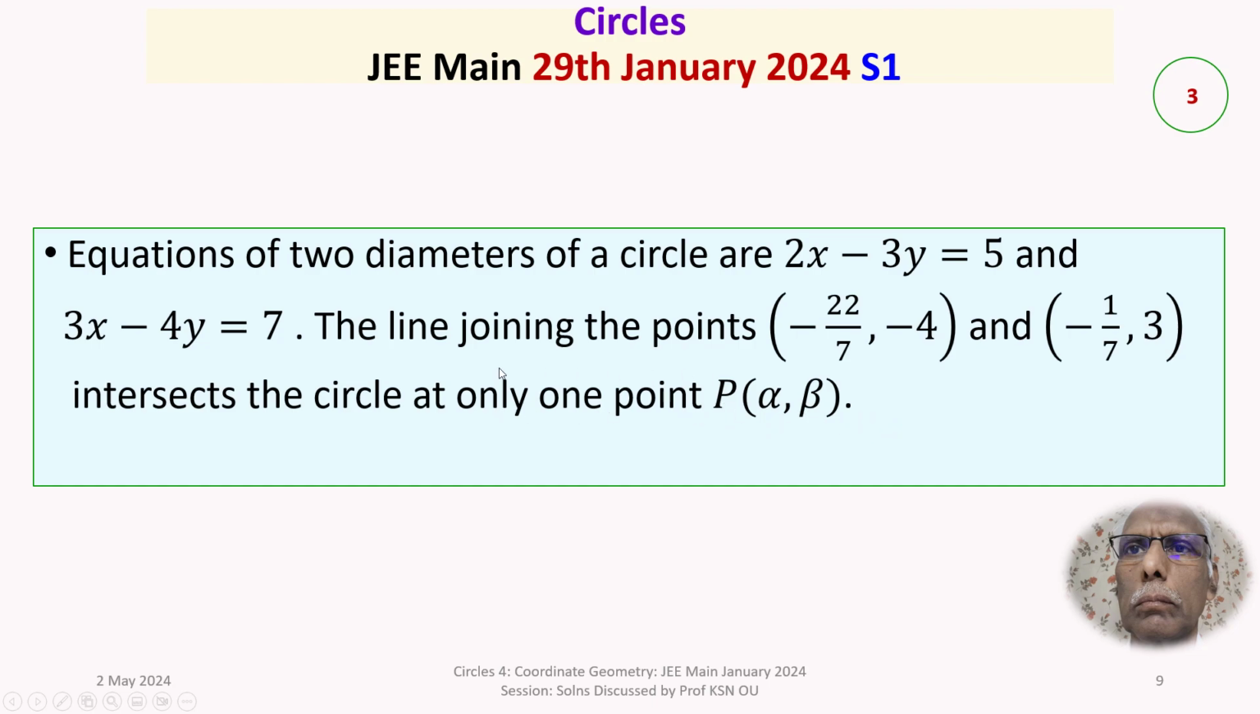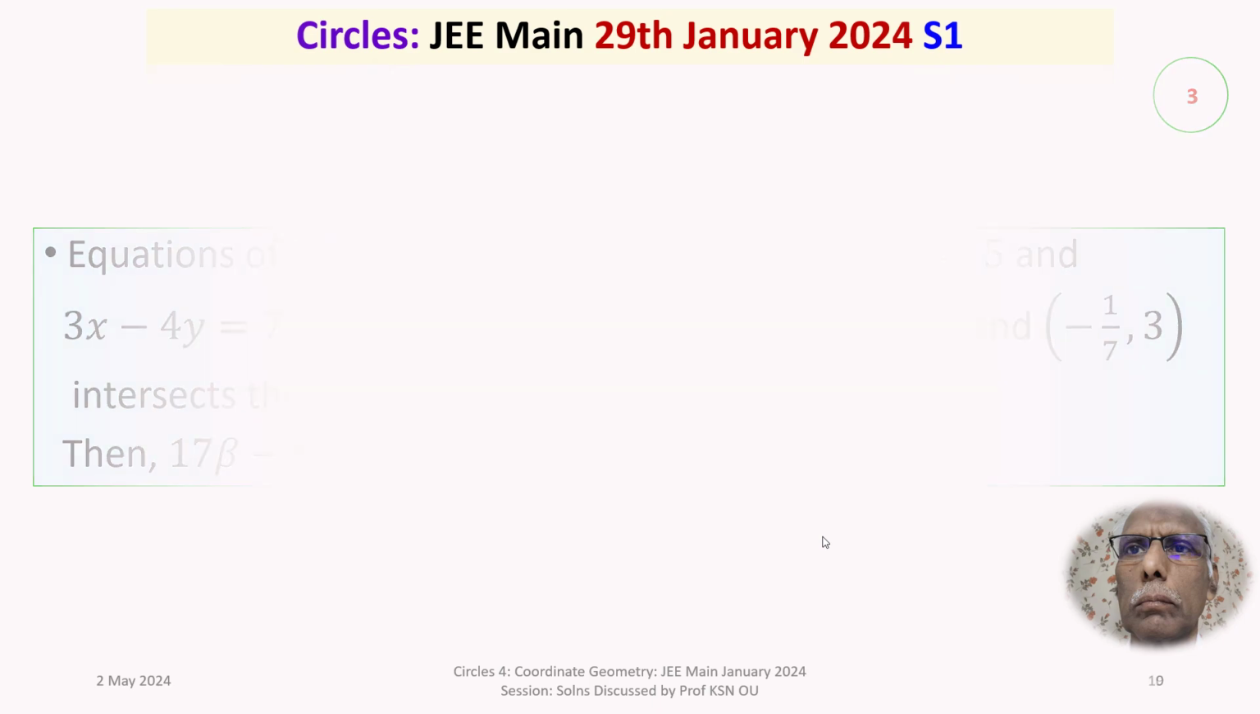That means the line joining these two points intersects this given circle exactly at one point. That means this line joining these two points will be a tangent at this point P. Then we are required to find 17(β − α). So we have to find the value of 17(β − α). So let's now move to the discussion.